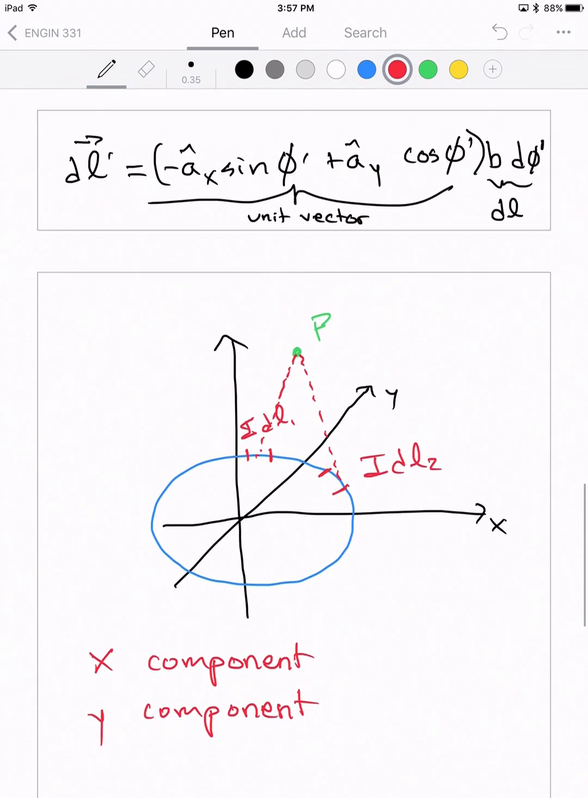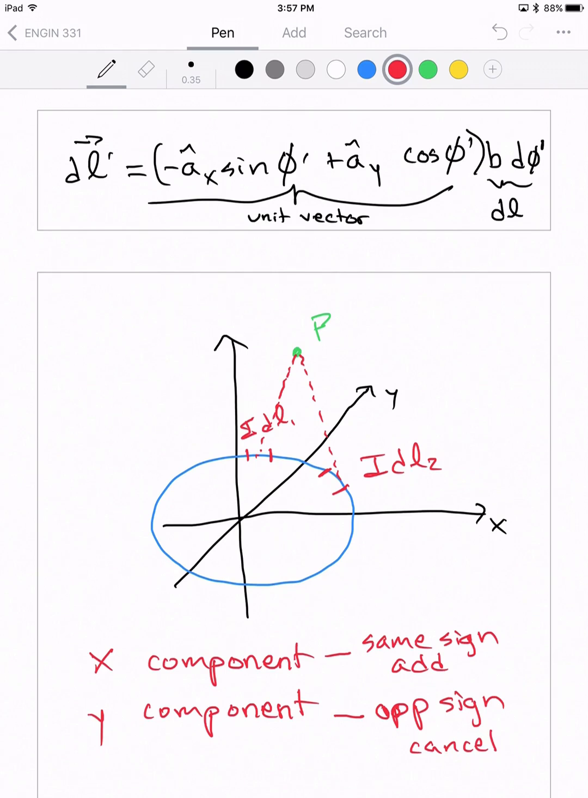So I'm scrolling down a little bit so you can see the parts of dl. Now their x components have the same sign, so they add. Their y components have the opposite sign, so they cancel. This is because of the difference between sine and cosine of phi.